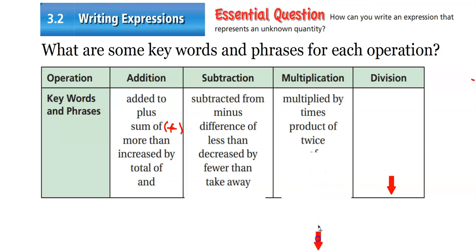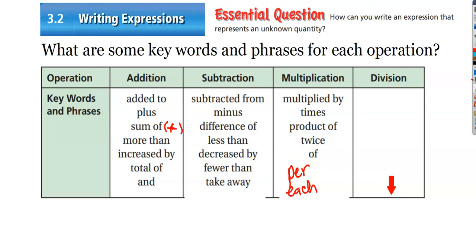And for multiplication, we've got some words like product and twice. Of means times. I also want you to know that these don't always mean multiplication, but a lot of times if you see per or each, like if I go to the store and I buy apples that cost $2 per pound, I'm going to multiply the amount of pounds times the $2.